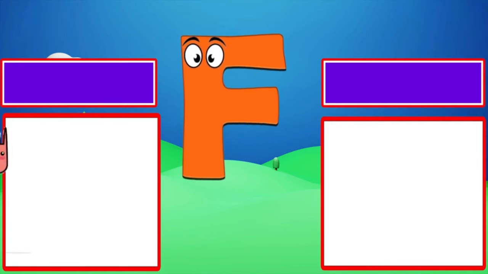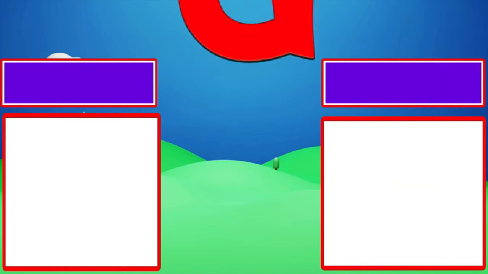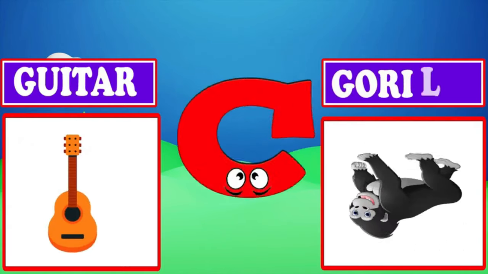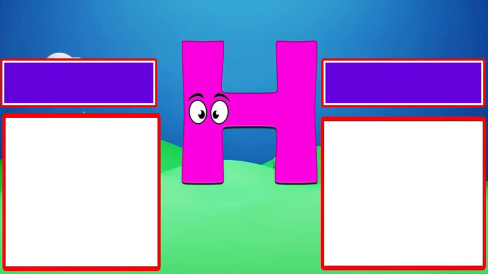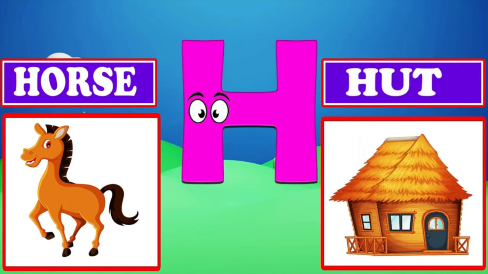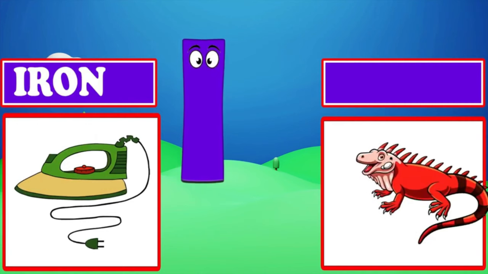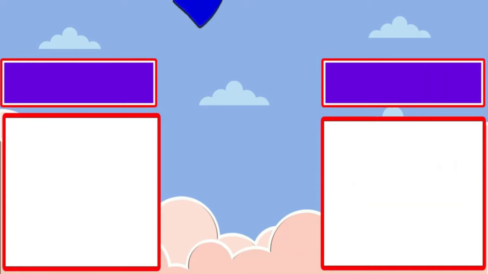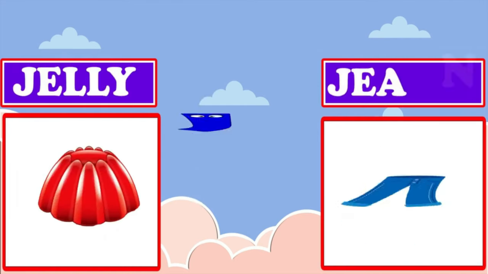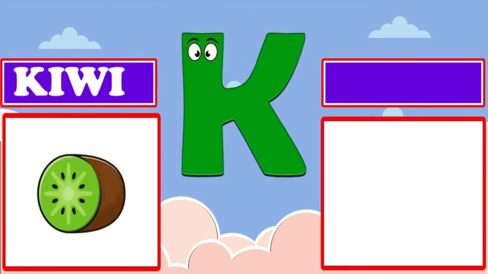F for fork. Fire. G for guitar. Gorilla. H for horse. Hut. I for iron. Iguana. J for jelly. Jeans. K for kiwi. Key.